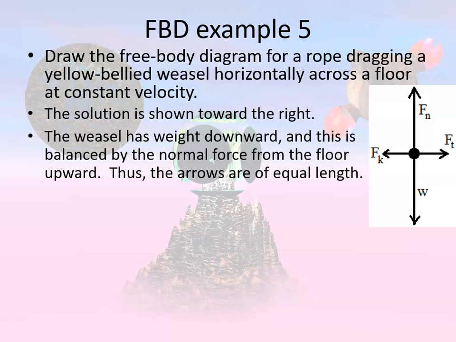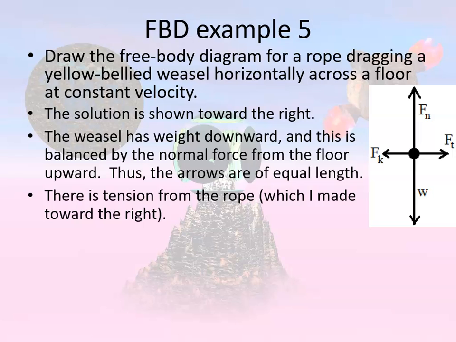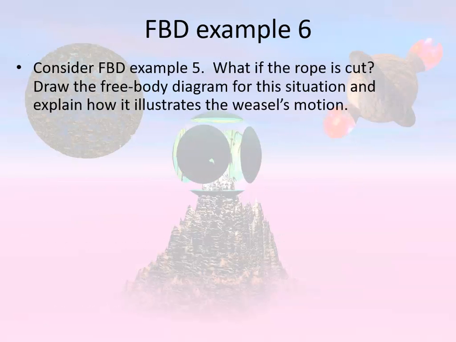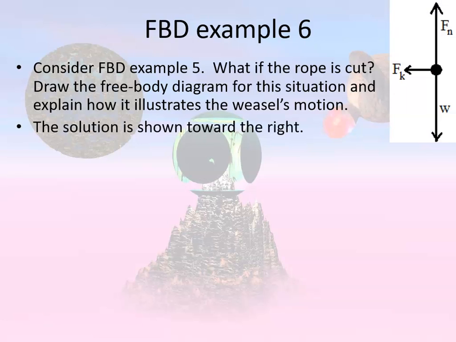But in any case, notice that the horizontal arrows have equal length and the vertical arrows have equal length. Why do they have equal length? Because it says it's going at constant velocity, meaning that it's not accelerating, meaning that there is no net force. So the forces that are present must all cancel. So what if that rope is cut? Well, in that case, we get rid of the tension force, and we just redraw the diagram. Copy and paste makes these really nice for PowerPoints.